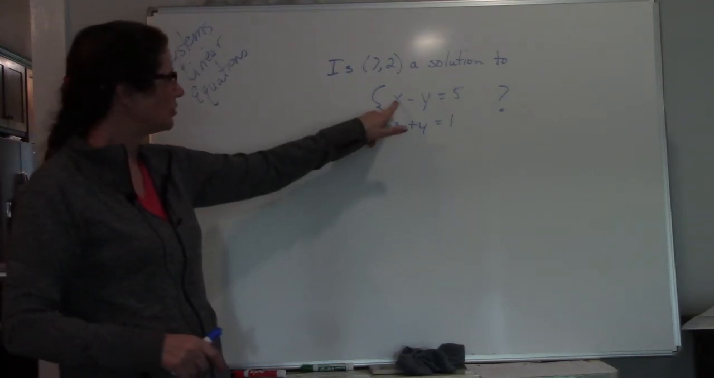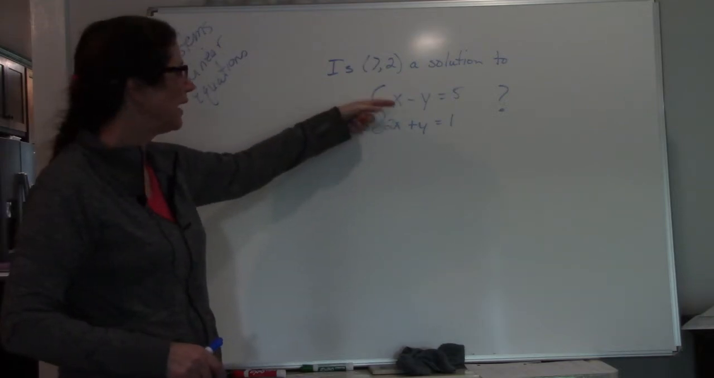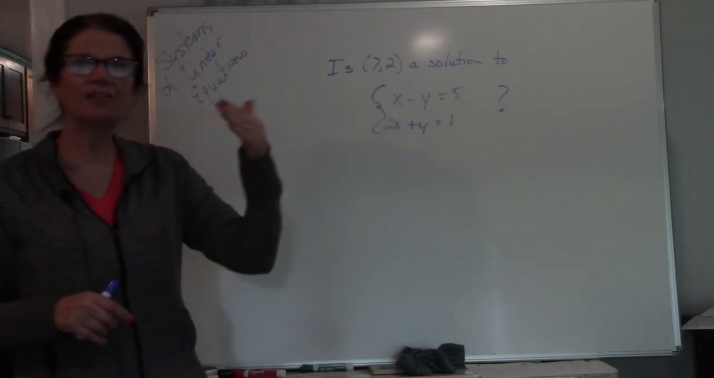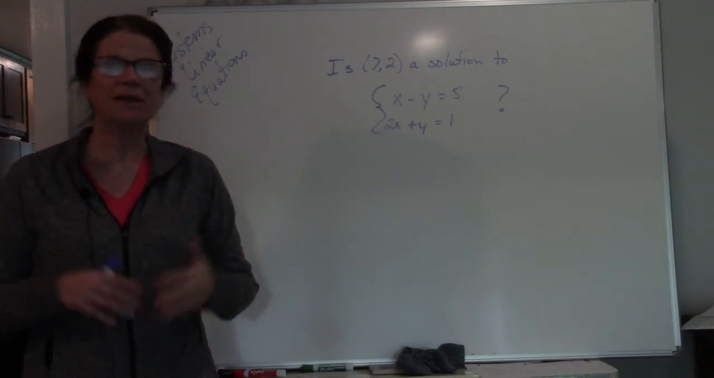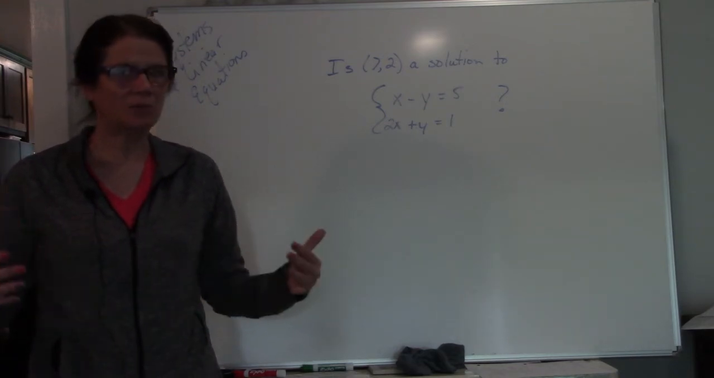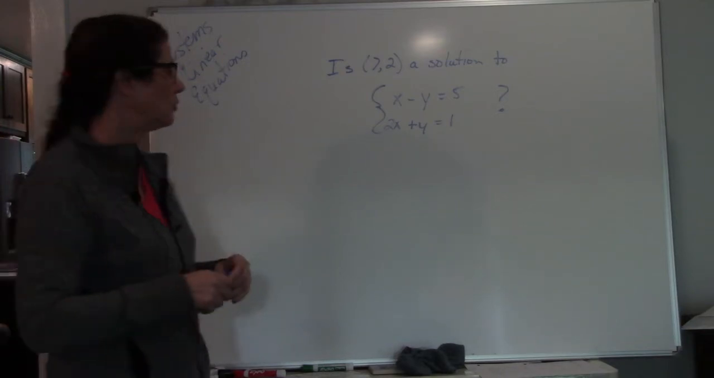In this case, our unknowns are x and y. So we have two unknowns, which means we have to have two equations. If I had three unknowns, I'd have to have three equations in order to solve them. It's just the way it works. Mathematically, it will not work if you can't match the number of variables with the number of equations.